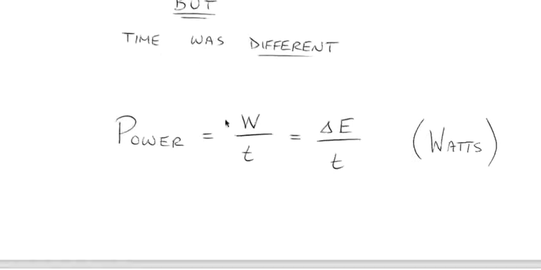So the general equation for power, as we said, is the rate at which work is performed, so work divided by time. You could also write it as the change in energy over time. And the unit of power is watts. So when you take a look at a 60-watt bulb, that's basically telling you how much energy you're going to get per second or per a certain amount of time.